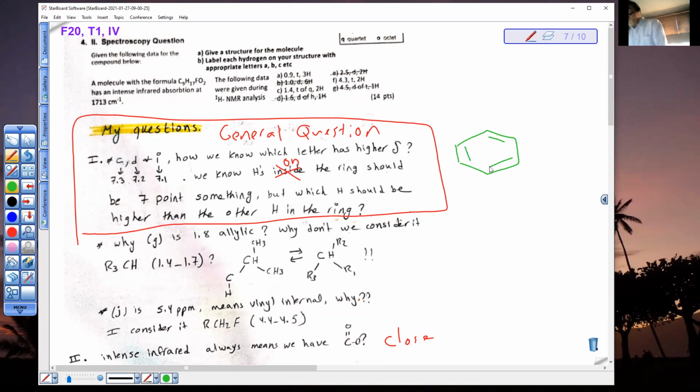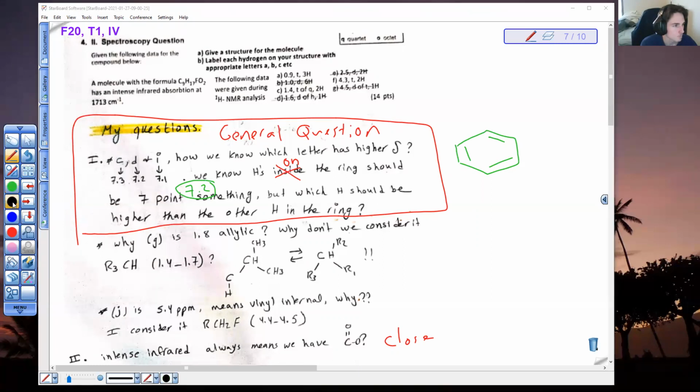Now, to answer her question here, how do you know which letter has a higher delta? Benzene typically is around 7.2. She said 7 point something. 7.2 would be the normal benzene, 7.1, 7.2, 7.3. I'm not that picky when you're assigning in the big table question that's previous to this one, where you have to fill in letters A, B, C, D, E, F, G, H, I, J. If you're in the benzene region, I'm generally going to give you full credit.